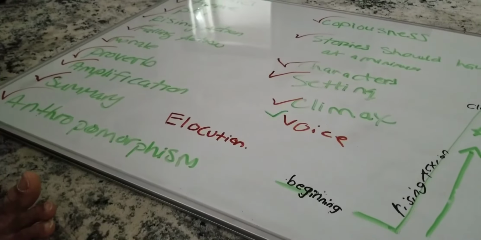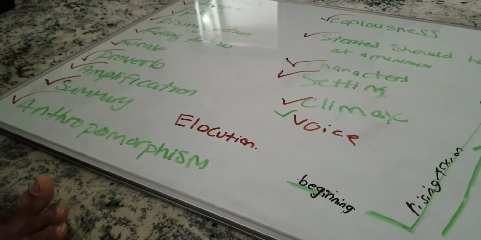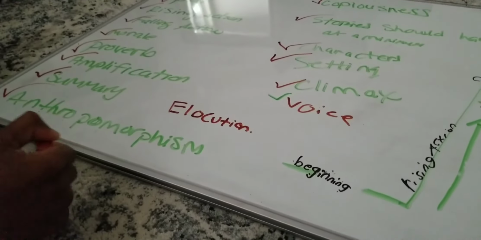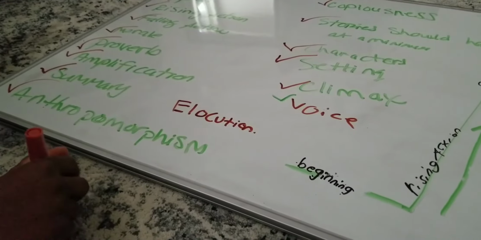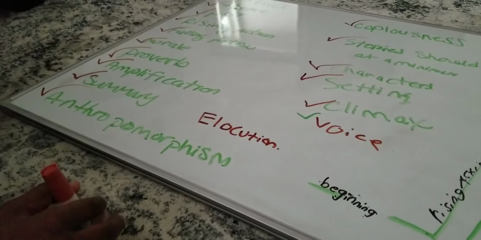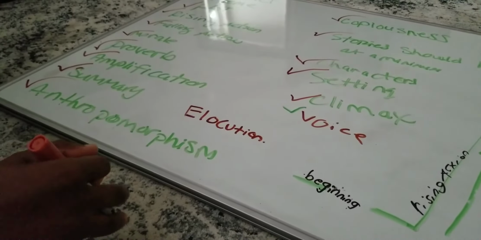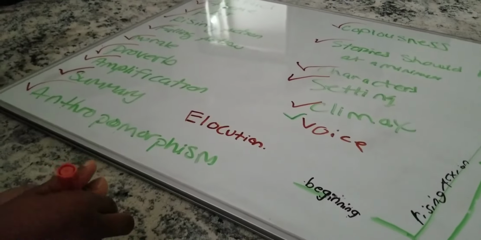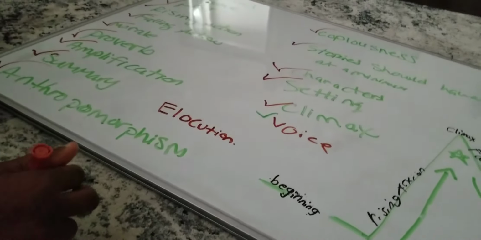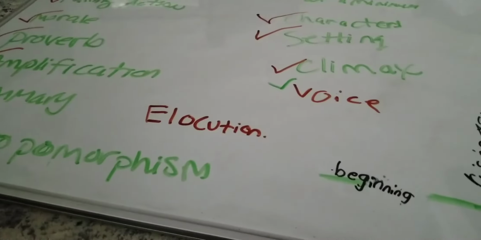T-I-O-N makes what sound? Elocution. The C. Don't forget the C. Elocution. Keep going. Close, but the C. Where are you getting the sh from C? Why are you saying shun? That does not say shion.